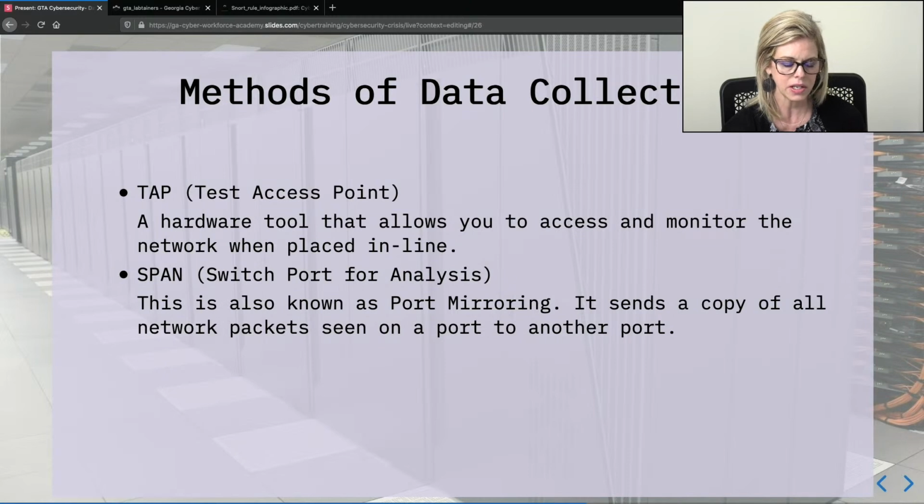Another way of collecting data is using what's called a SPAN port, Switch Port for Analysis. You'll also hear this referred to as port mirroring. This is configured as a single sensing interface, and your switch port is basically going to be set up so it won't be able to be used as an access port for anything else, because it is going to take the traffic, both transmit and receive, and mirror it to a computer that's running a protocol analyzer in order to examine those network packets.